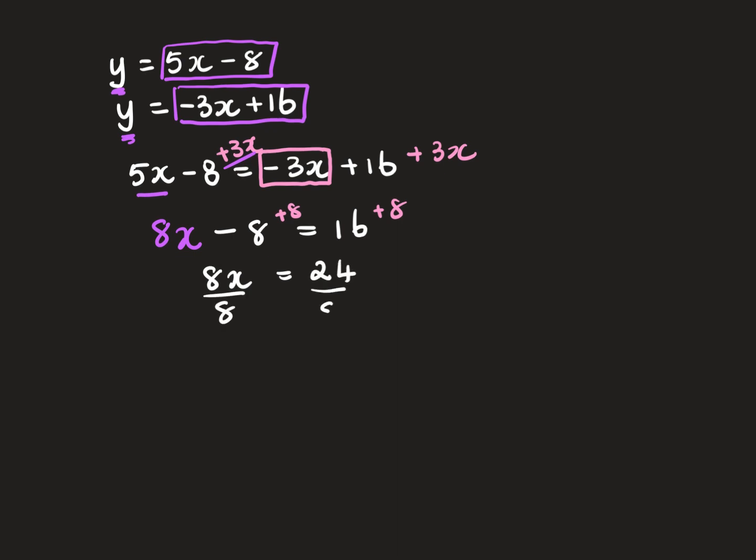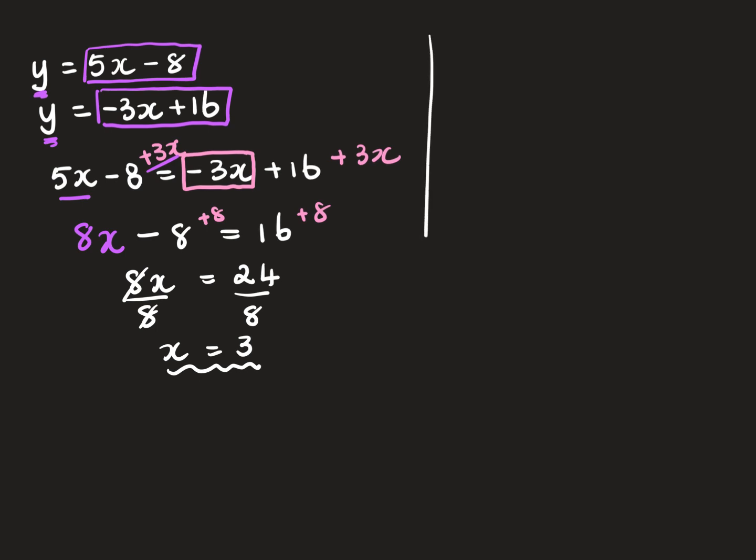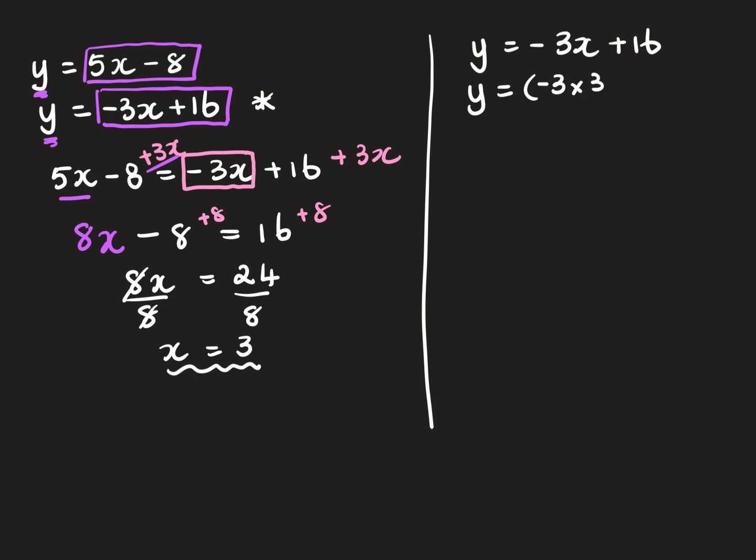Divide by 8. X is equal to 3. Have I finished the problem? No, I haven't. So I just choose one of the equations. I'm going to use this one this time. It doesn't matter which one I use. Y is going to equal negative 3 times x, and x is 3, plus 16. That's y equals negative 9 plus 16, but you can just put that in your calculator.